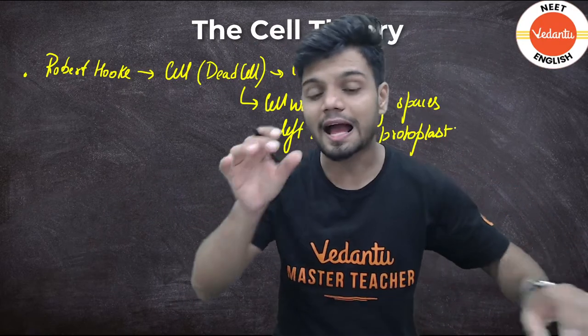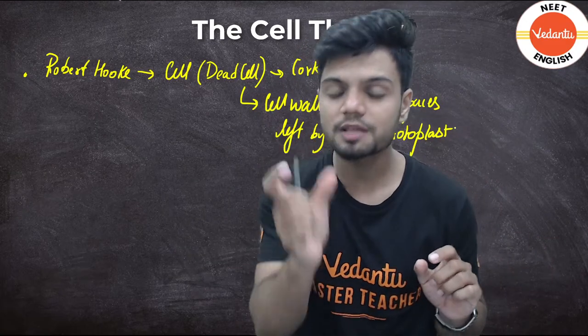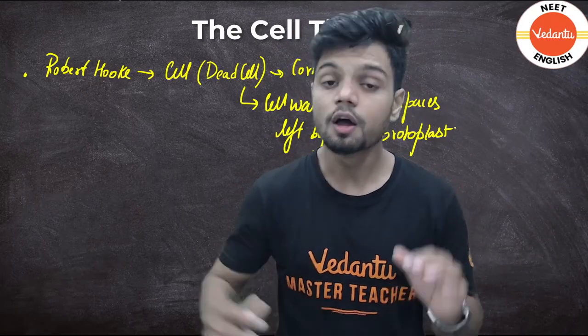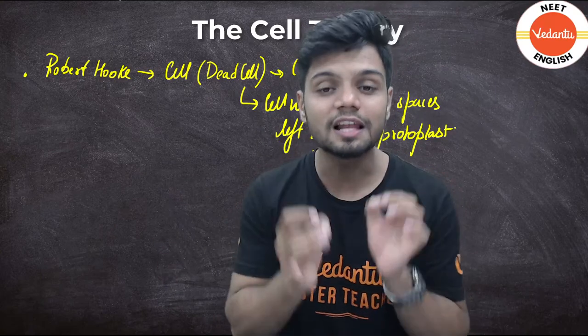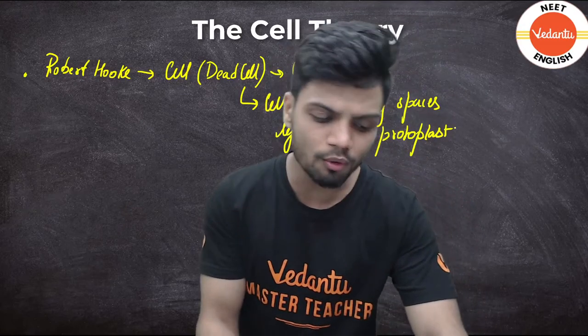In fact, he actually observed the cell wall enclosing a space. Now, this space previously had living cells. That is, the protoplast was there. Now, once the protoplast had died, the leftover space and the cell wall was actually observed by Robert Hooke.